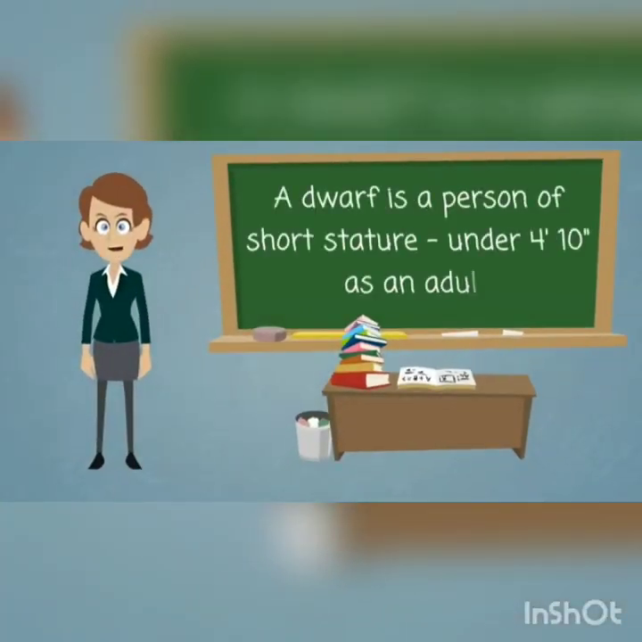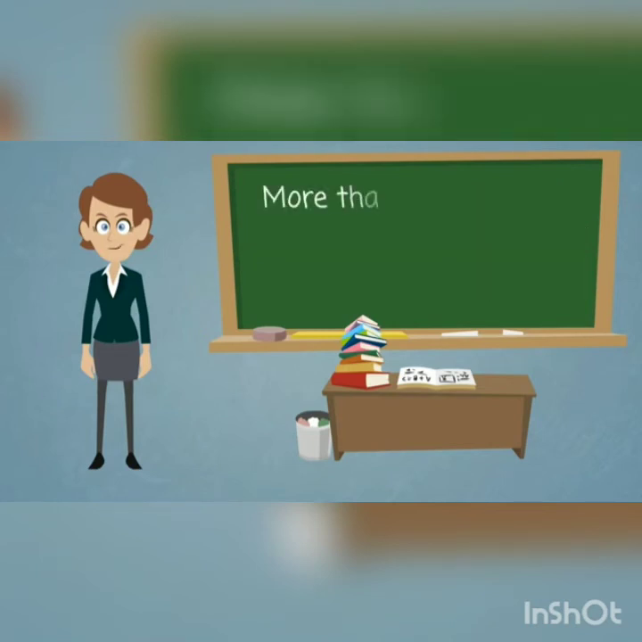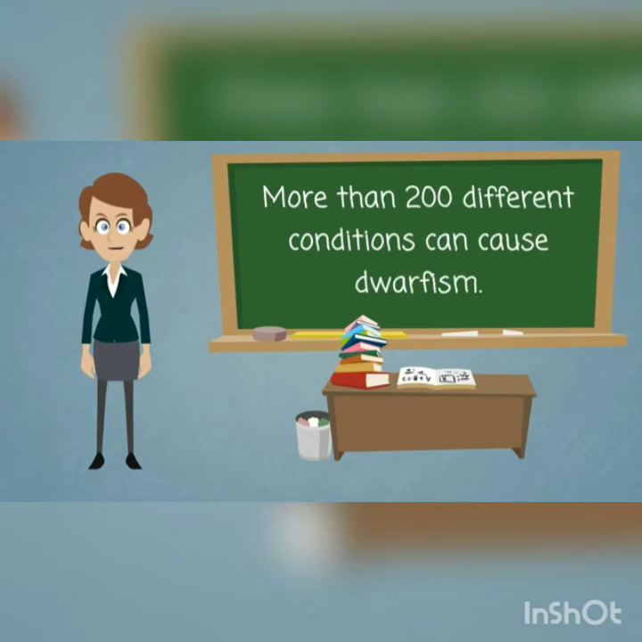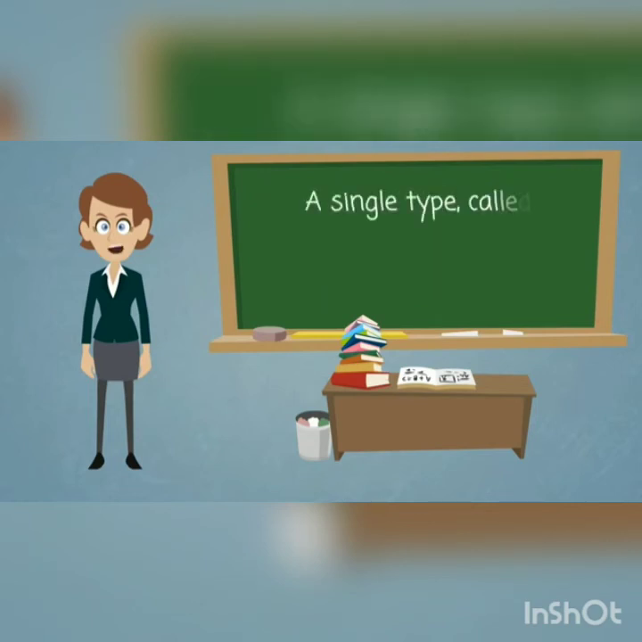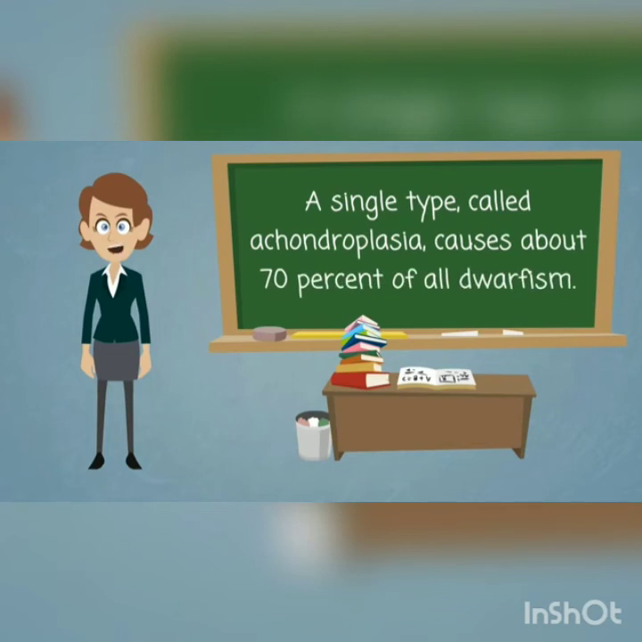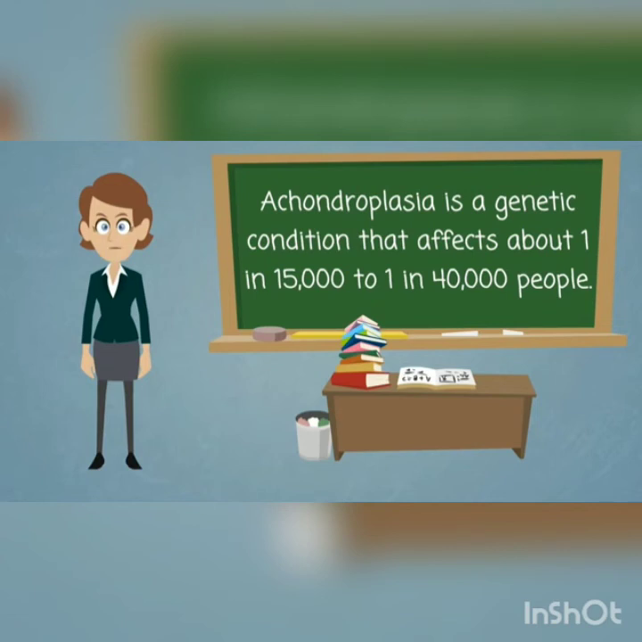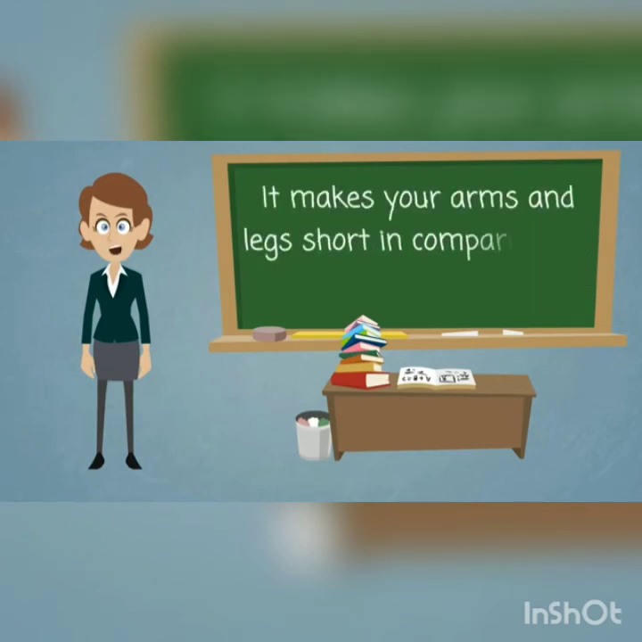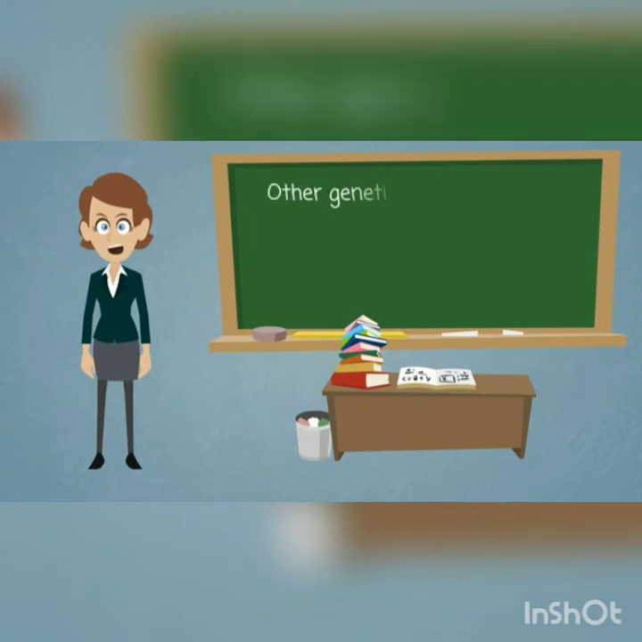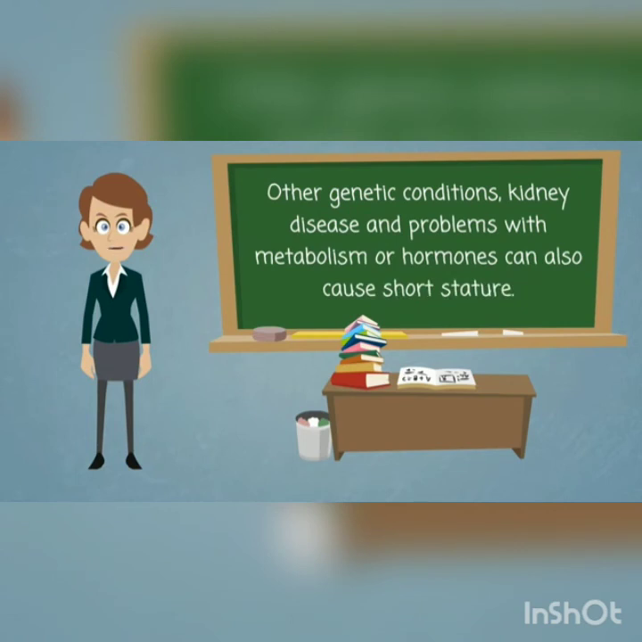A dwarf is a person of short stature, under 4 feet 10 inches as an adult. More than 200 different conditions can cause dwarfism. A single type, called achondroplasia, causes about 70% of all dwarfism. Achondroplasia is a genetic condition that affects about 1 in 15,000 to 1 in 40,000 people. It makes your arms and legs short in comparison to your head and trunk. Other genetic conditions, kidney disease and problems with metabolism or hormones can also cause short stature.